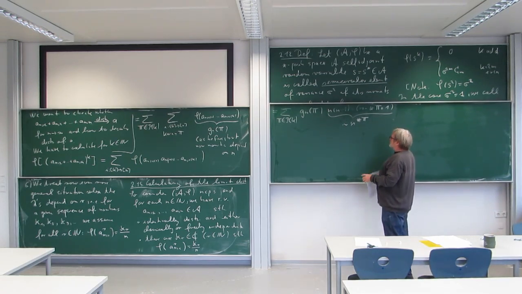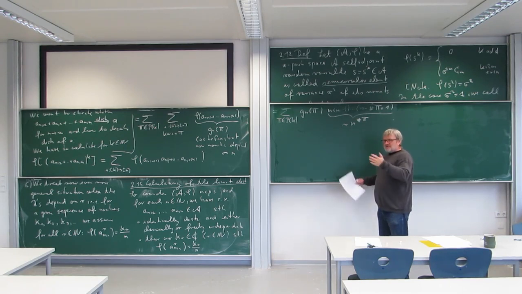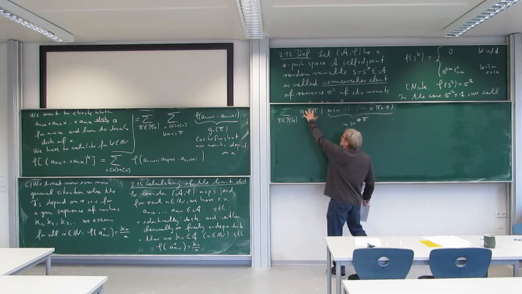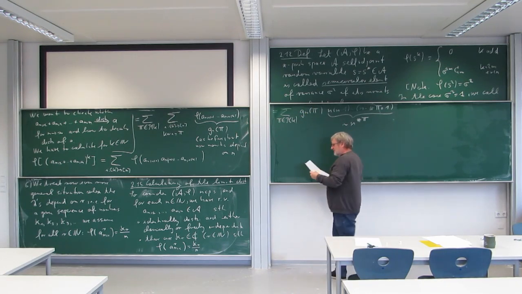Good. So you see, we have here our n dependency coming from this. This is the same as in the free central limit theorem. And there we had to counterbalance this with the square root of n to some power. Now we don't have a square root of n, but we have something here, which we still have to understand, what this is.